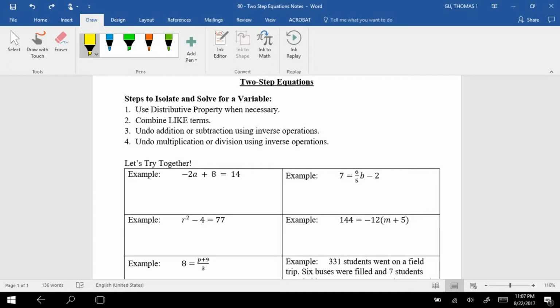Gotcha guys, fooled you, didn't I? It's actually Coach T, Coach Goo over here, and today we're going to be doing these two-step equations.